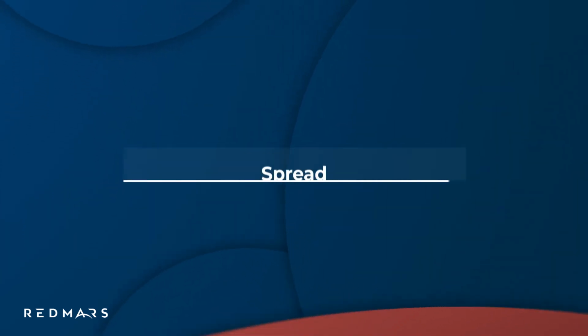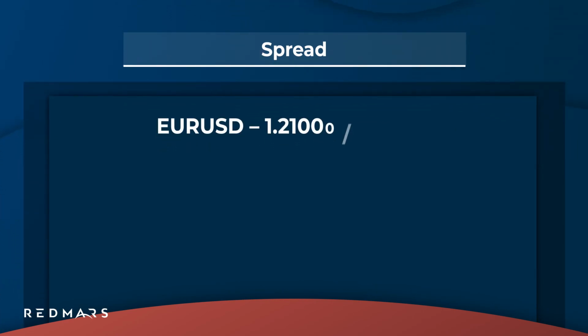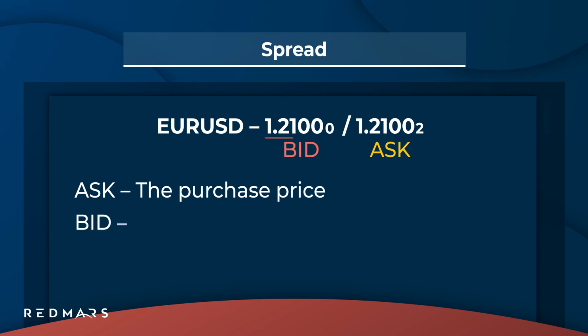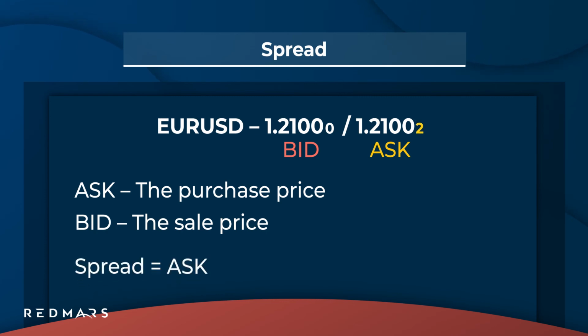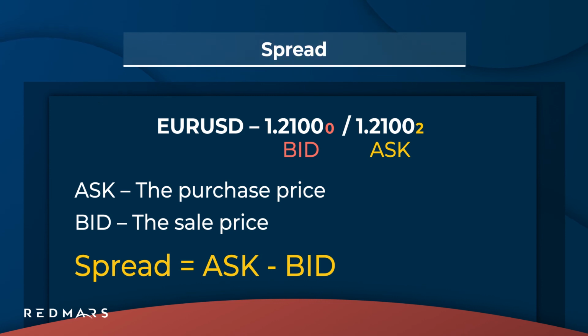You probably often saw tables with currency exchange rates in banks, and if you happen to exchange one currency for another, then the following terms should be familiar to you. The purchase price is called ask. The sale price is called bid. The purchase price is always higher than the sale price. The difference between the purchase price and the sale price is called spread. This difference is paid by the trader to the broker during the transaction, just as you pay the bank when exchanging one currency for another.